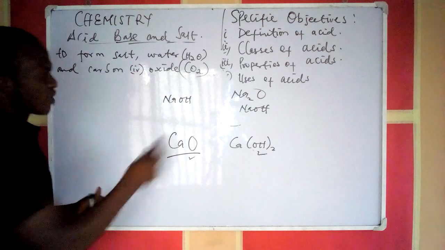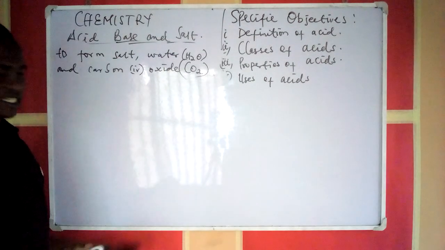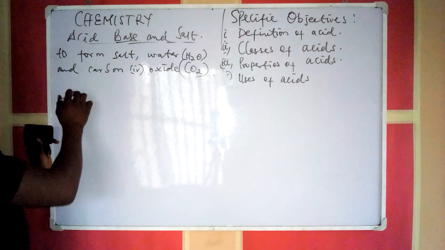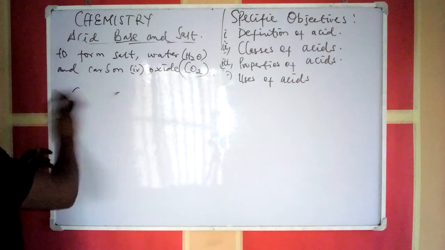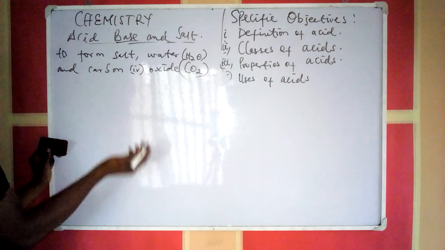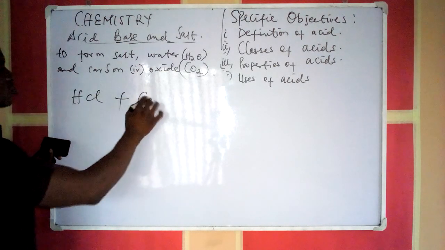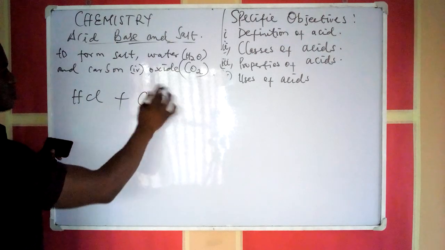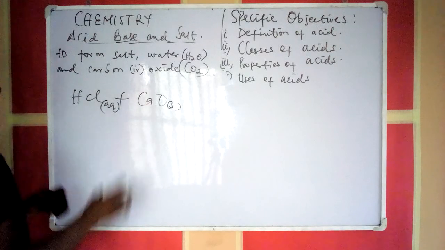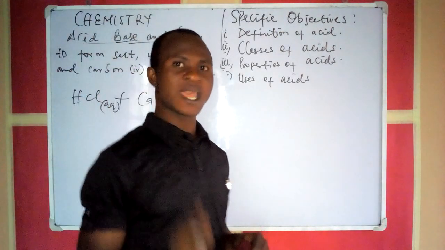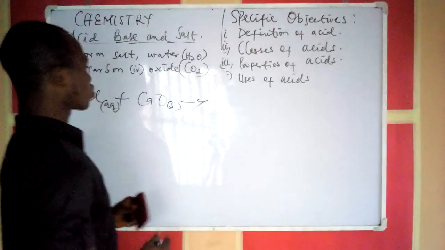Okay, now, reaction between acids and bases. Let us look at calcium oxide reacting with any acid. Let me first write acid. Let us use HCl plus calcium oxide. This is solid, this is aqueous. Of course, calcium oxide is quick lime. Then we have the product to be here.